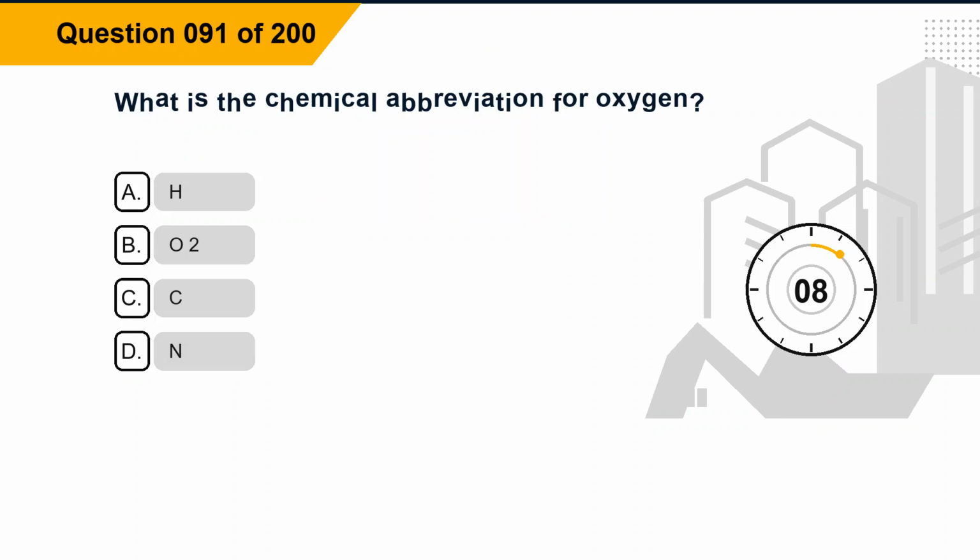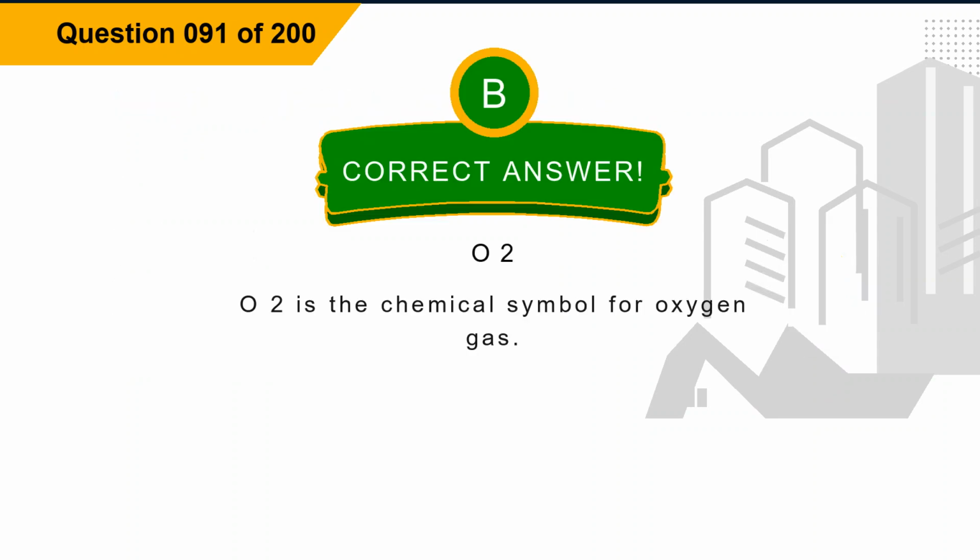Question 91. What is the chemical abbreviation for oxygen? Option A, H. Option B, O2. Option C, C. Option D, N. The correct answer is option B, O2. Explanation. O2 is the chemical symbol for oxygen gas.